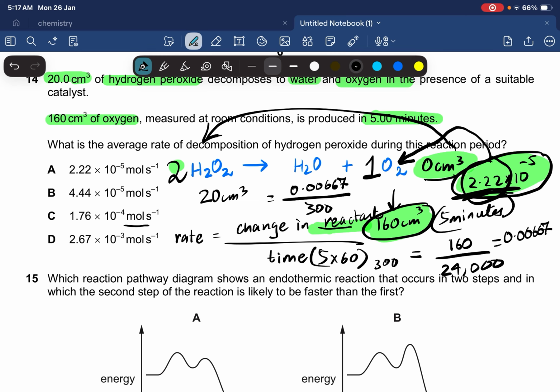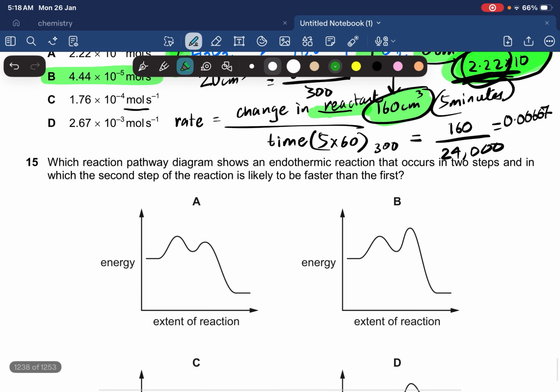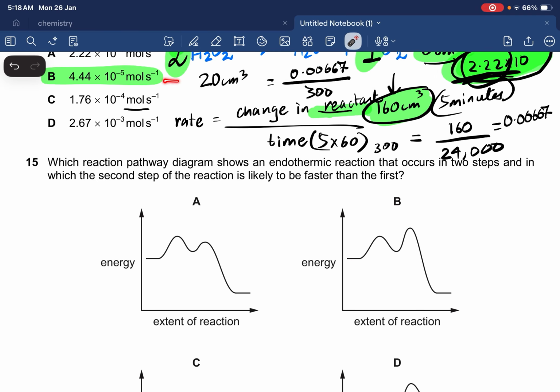So we have to look at the change in the rate. They're asking for the average rate of decomposition of hydrogen peroxide during this reaction, not of oxygen, of hydrogen peroxide. So these are the moles of oxygen that we calculated, that were changing every second. But we have to calculate for hydrogen peroxide. For hydrogen peroxide, it's going to be double because of this 1:2. That's why I say you've got to write equations. So if we double it, 2.22 multiplied by 2 gives 4.44. And that's just because we wrote the equation.